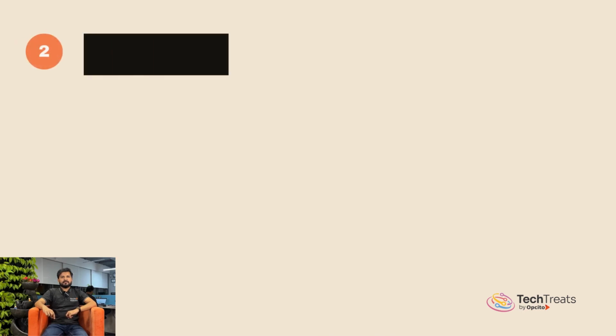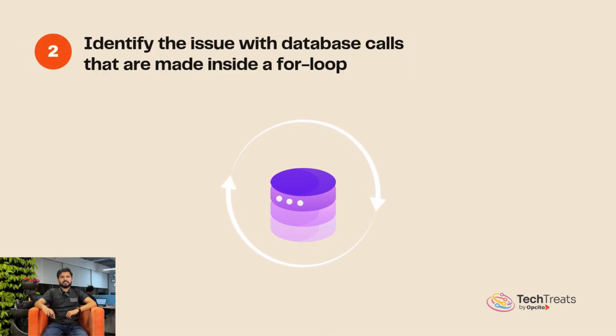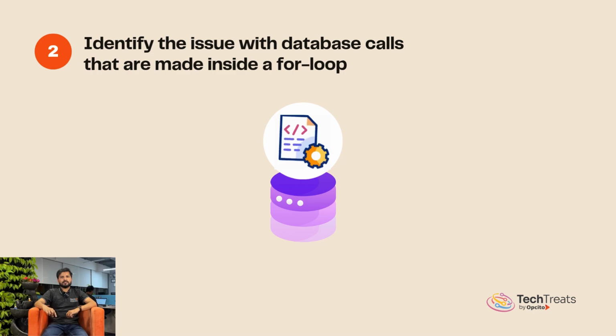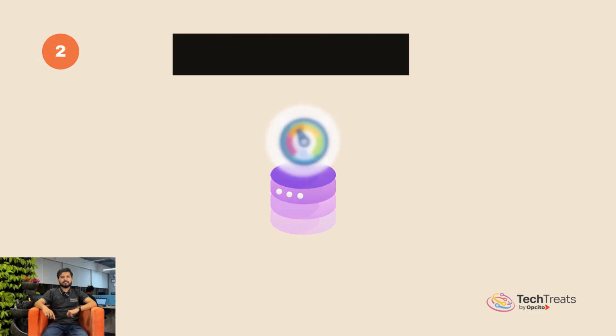Secondly, identify the issue with the database calls that are made inside a for loop. For each iteration, a database call can be executed. This significantly adds to the total time of the API response. To address this, you can move the database calls outside the loop and modify the query to retrieve all the necessary data before the loop is started. This change eliminates unnecessary database interactions and results in better performance.